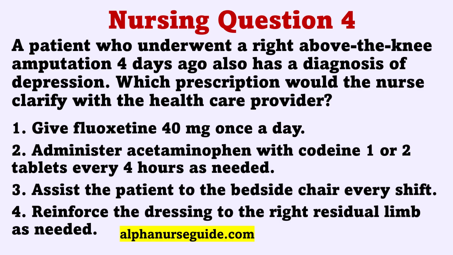The correct answer is 1. Give fluoxetine 40 milligrams once a day. Rationale. Doses of fluoxetine, a drug used to treat depression, that are greater than 20 milligrams should be given in 2 divided doses, not once a day. The other 3 prescriptions are appropriate for a patient who underwent amputation 4 days earlier.